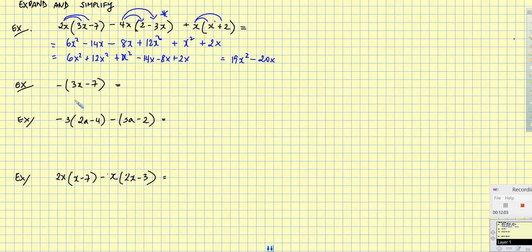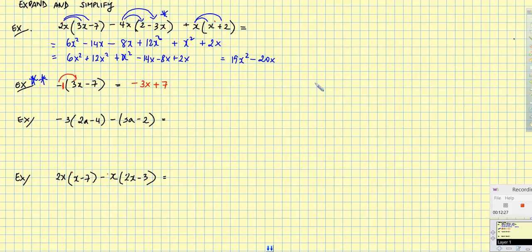Now, here's a case where many students tend to forget, is that when I have a negative in front of a parentheses, that's as if I were multiplying by negative 1. I'll just put that in red. It's as if I were multiplying by negative 1. So that means that negative 1 times 3x is really like saying negative 3x, and negative 1 times negative 7 is like saying positive 7.